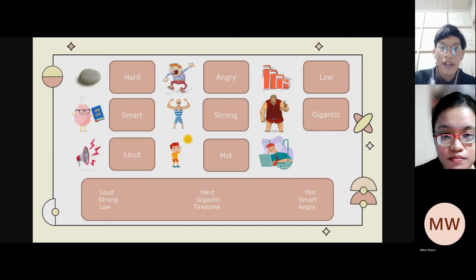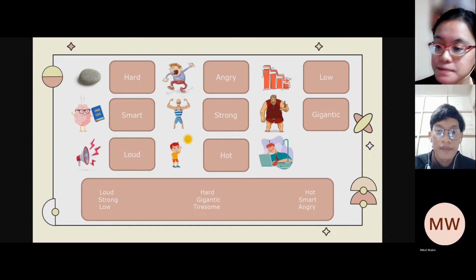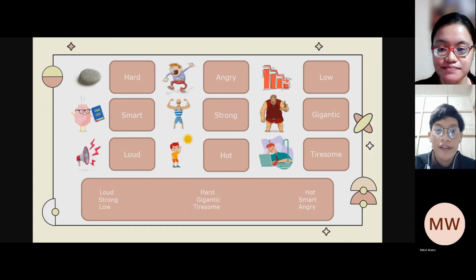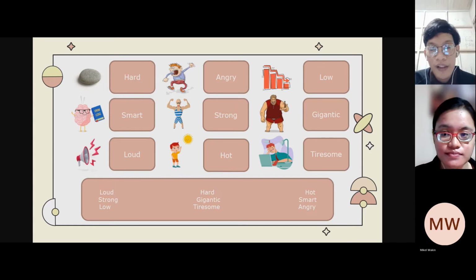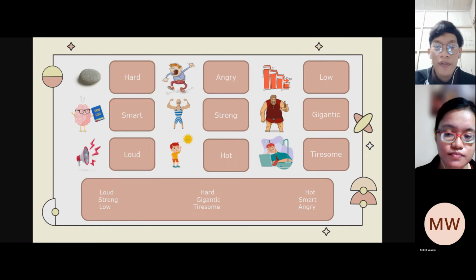We have here again a person who looks like working. And what do you think the corresponding adjective word in this image, Miss Salget? Tiresome, sir. Let's check if you are correct. Yes, that is right. It looks like a person who is tired. And now all of your answers are correct. And now let's proceed on the next slide.